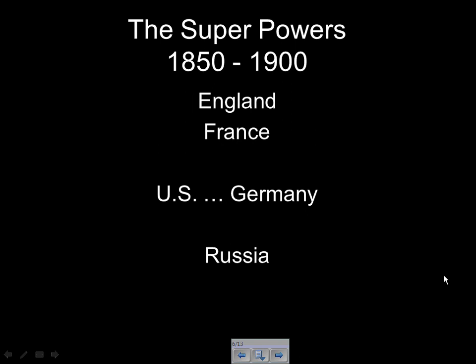By 1850 and into the 1900s, the relationships of the superpowers change again. I'm adding Russia in the mix, even though we haven't covered Russia with a strong focus. It does come into the story of the 20th century. The United States and Germany are emerging nations in the late 1800s and into the 1900s.